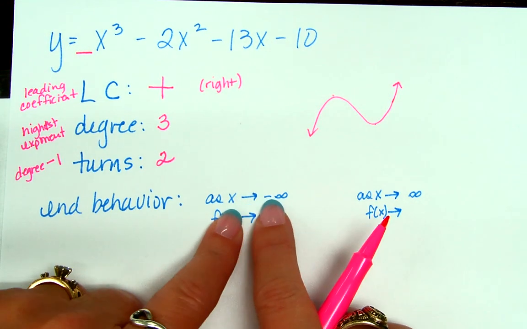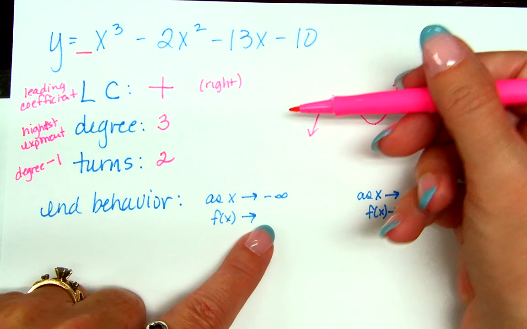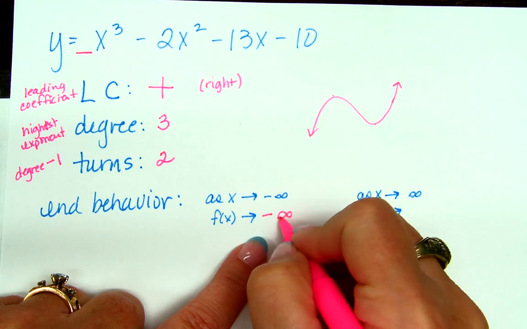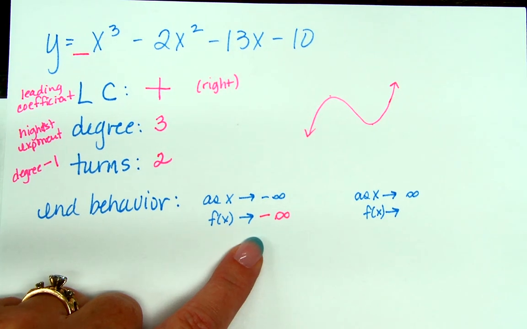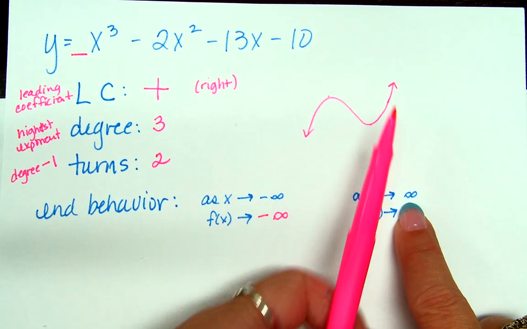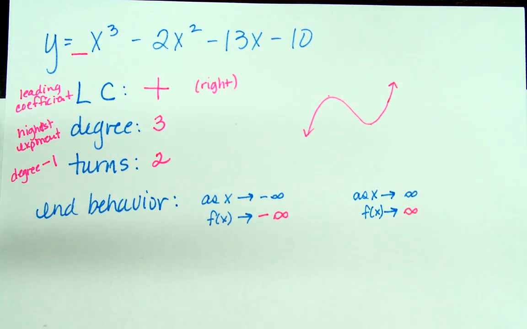As x is going to the left, where's y going? Down. So where's it going? Negative infinity. And as x is going to the right, where's y going? Up. So what? Infinity. Done.